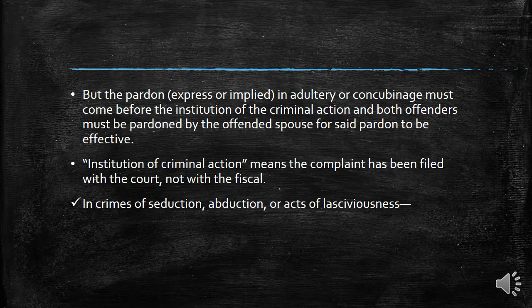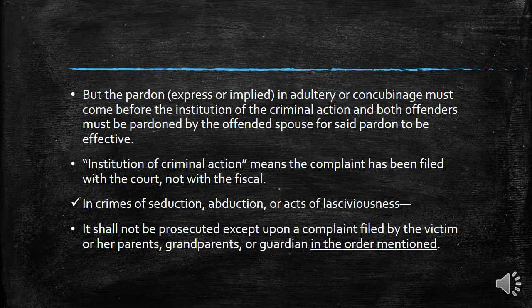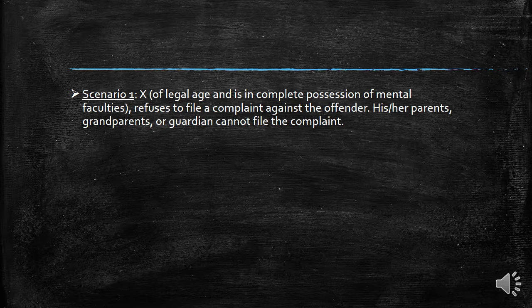Now, in crimes of seduction, abduction, or acts of lasciviousness, it shall not be prosecuted except upon a complaint filed by the victim or by her parents, grandparents, or guardian in the order mentioned. What does this mean? Let us look at these various scenarios. Scenario number 1. X, who is of legal age and is in complete possession of mental faculties, refuses to file a complaint against the offender. What happens, or what is the effect? His or her parents, grandparents, or guardian cannot file the complaint.